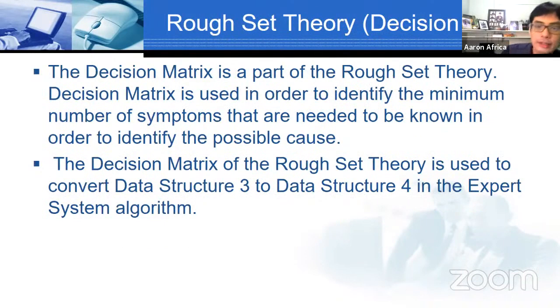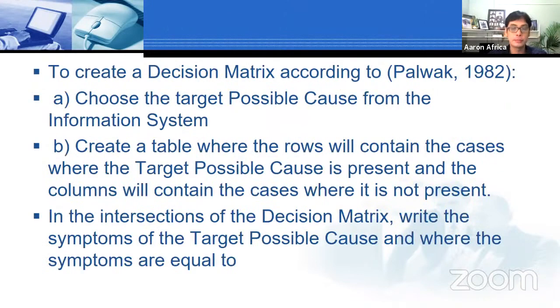Now let me discuss the repository and the decision matrix. The decision matrix, of course, is part of the repository. The decision matrix is used in order to identify the minimum number of symptoms that need to be known in order to identify the possible cause of the system. We use it, as we discussed earlier, to convert data structure 3 to data structure 4 in the expert system algorithm.